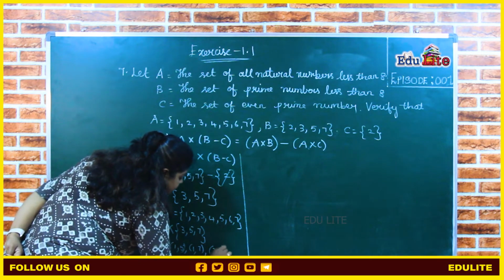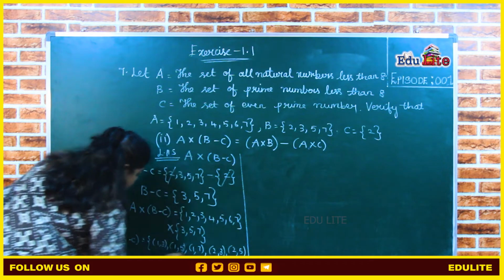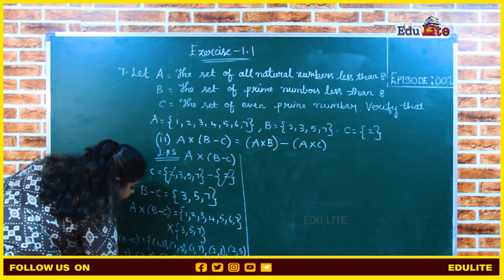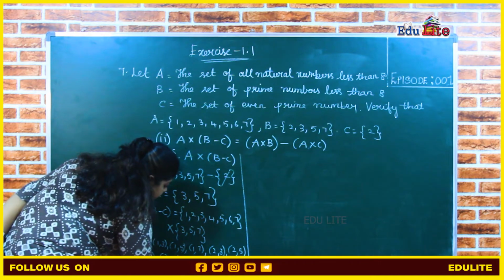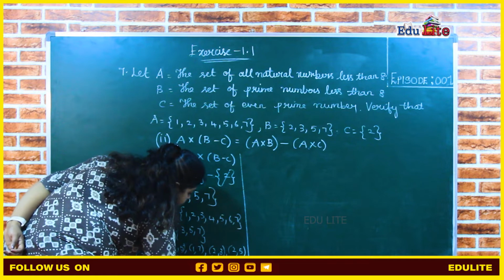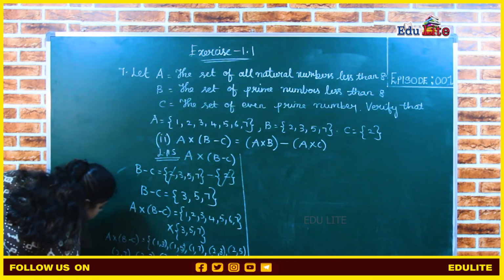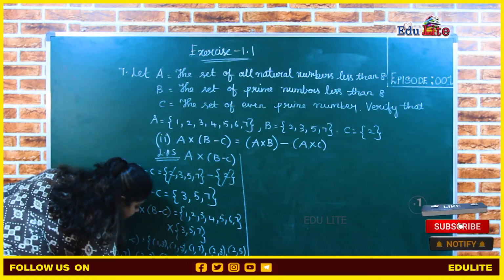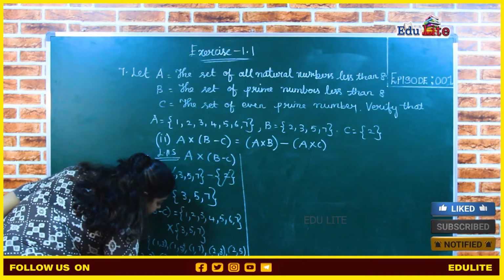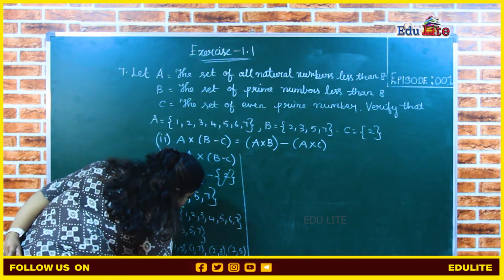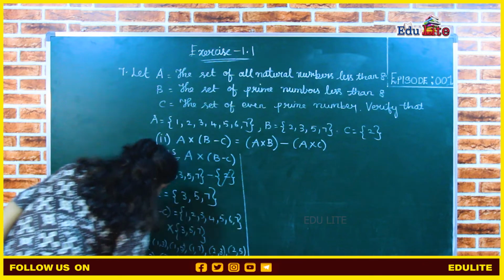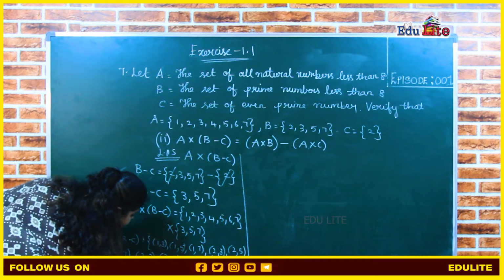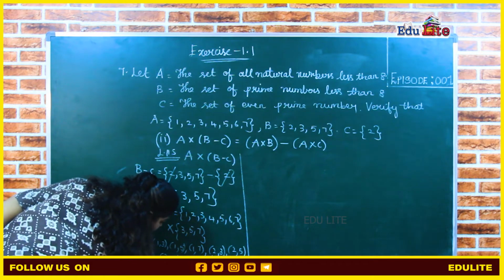(2, 3), (2, 5), (2, 7), (3, 3), (3, 5), (3, 7), (4, 3), (4, 5), (4, 7), (5, 3), (5, 5), (5, 7), (6, 3), (6, 5), (6, 7), (7, 3), (7, 5), (7, 7).